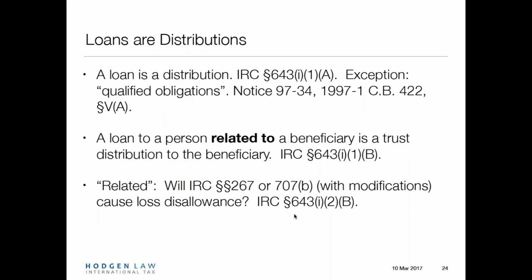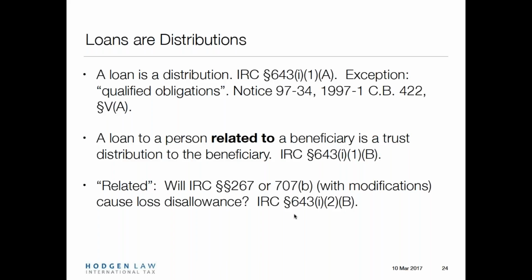A loan is a distribution, with the exception of qualified obligations. Go look in the notice there that I've given you the citation for to see what a qualified obligation is. But in general, it means maturity of 5 years or less. It's a written instrument. It has the right minimum interest rate and things like that. So that is a qualified obligation. That's not treated as a loan, but otherwise, any money coming out purporting to be a loan will in fact be recharacterized as a distribution.